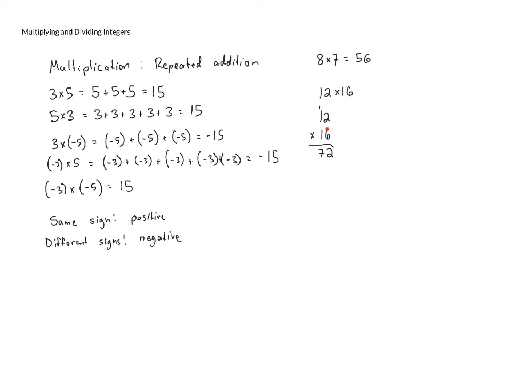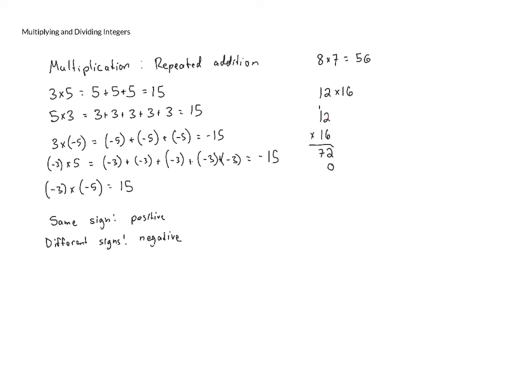Now that we're done with the 6, we're going to do the same thing with this 1, but we need to bring down a 0 as a placeholder. That's because this 1 is in the tens place, so when we look at our answer down here, we've got to start in the tens place, not the ones place. And again, we're going to multiply this by each of the digits above.